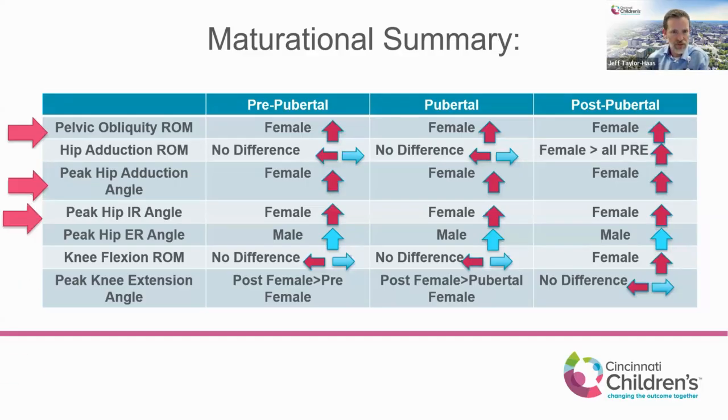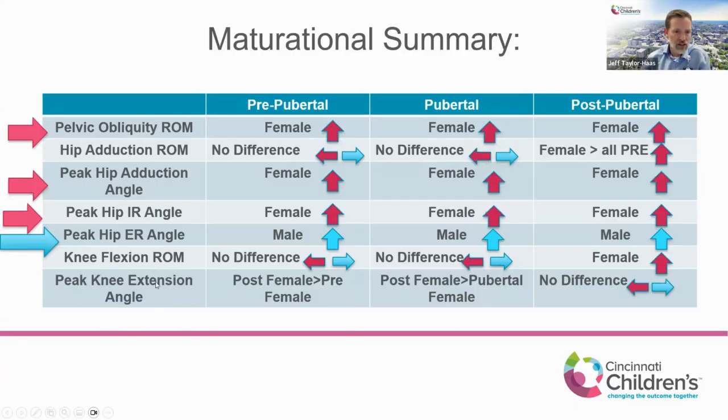We also found peak hip internal rotation angle was higher, which, if adduction is higher, generally hip internal rotation angle is higher, so that's not too surprising. When we look at males, males at every stage of maturation had higher peak hip external rotation angle compared to females. And the last thing I'll point out on this slide is peak knee extension angle, which we'll talk about here in a minute.